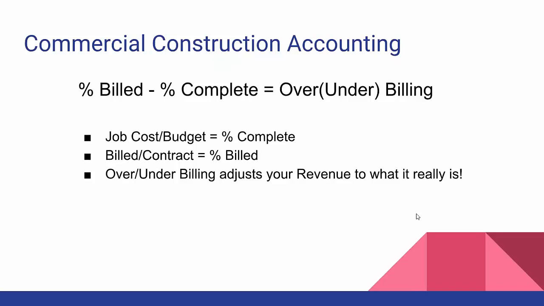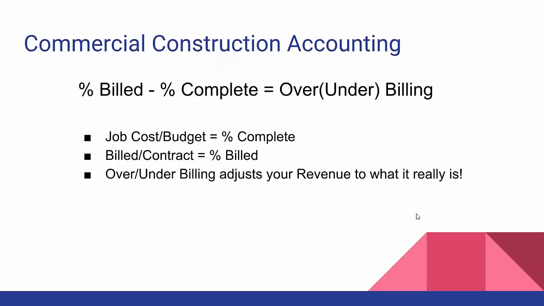It has to respect the contract. It has to respect the old matching principle. It has to respect change orders. There's timing, accounting periods involved. So those two give you your over and under billing. Over and under billing is critical, of course, to construction because it adjusts your revenue to what it really is.